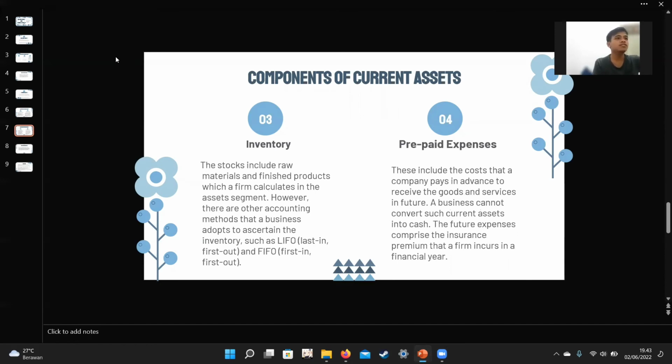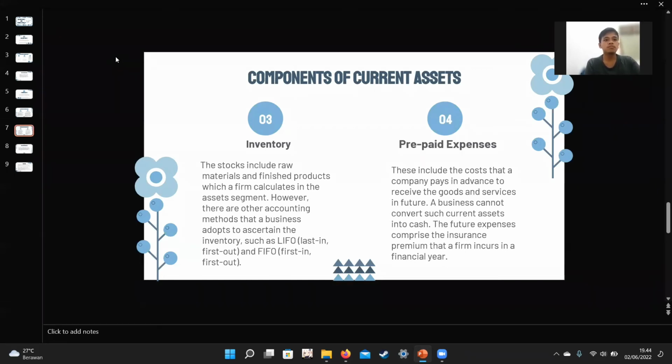Third, inventory. The stocks include raw materials and finished products which a firm calculates in the assets segment. However, there are other accounting methods that a business adopts to ascertain the inventory, such as LIFO, last in, first out, and FIFO, first in, first out.